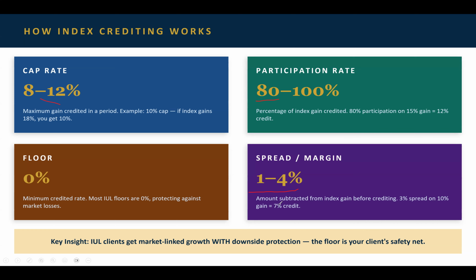What you typically don't see is these spreads or margins. So what you'll see here is the amount subtracted from index gain before crediting, say 3% on a 10%, you get 7%. So you'll see some carriers, they'll have like this little graph here, and they'll say, the first 3% is ours. Or they might give the first 3% to the client, then the next 4% the company keeps, and then the client gets everything after that.